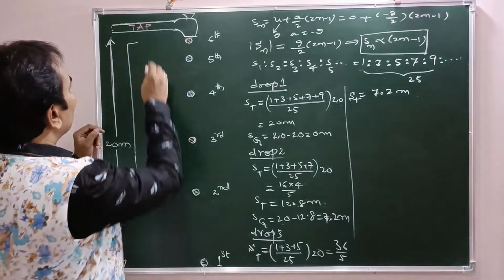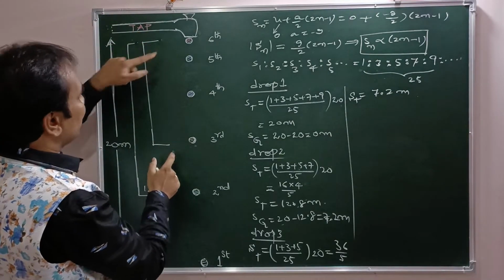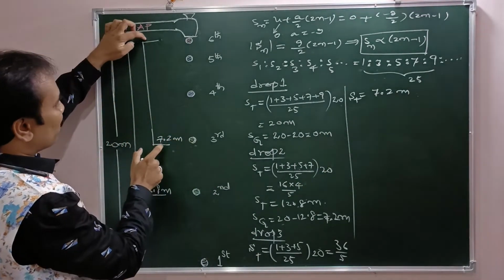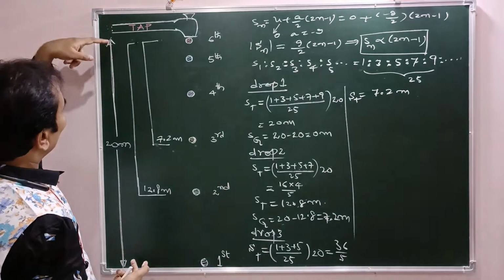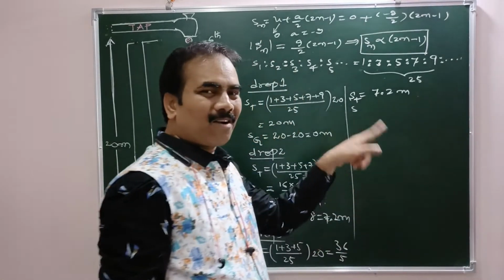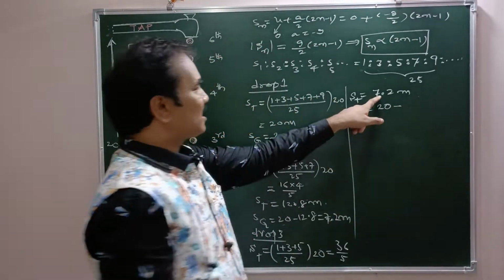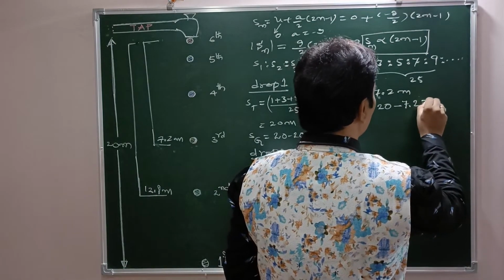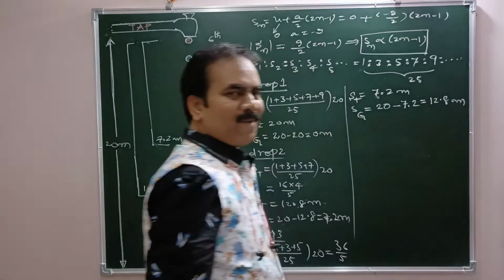Now coming to the height of the third drop from the ground. The distance covered by the third drop from the tap is 7.2 meters. Now, what is the height from the ground? How will you get it? 20 minus 7.2. That is, the height of the third drop from the ground is given by height of the tap minus distance covered, 20 minus 7.2, that is 1.8 meter. So that's it.